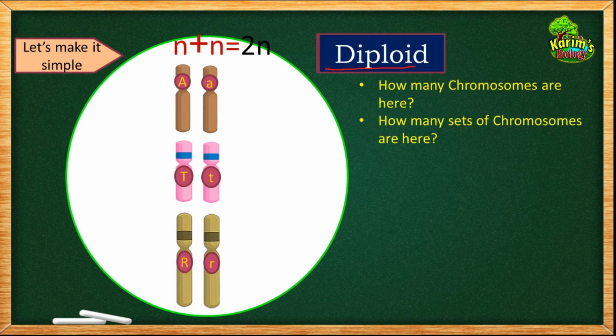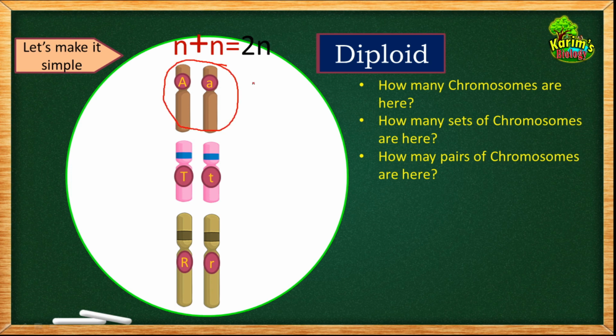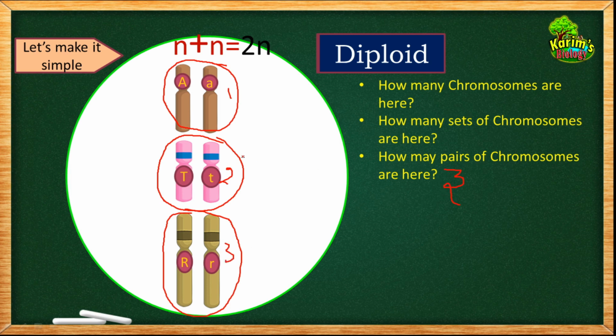Okay, and now how many pairs of chromosomes are here? A pair can be formed by 2 similar chromosomes which are homologous in nature, right? So these 2 chromosomes are similar to each other, so they can form a homologous pair, and another 2 similar chromosomes which are homologous form the second pair, and another pair of homologous chromosomes forms the third pair. Now answer the last question, how many pairs of chromosomes are there? 1, 2, 3. That means 3 pairs of chromosomes are present in this cell.